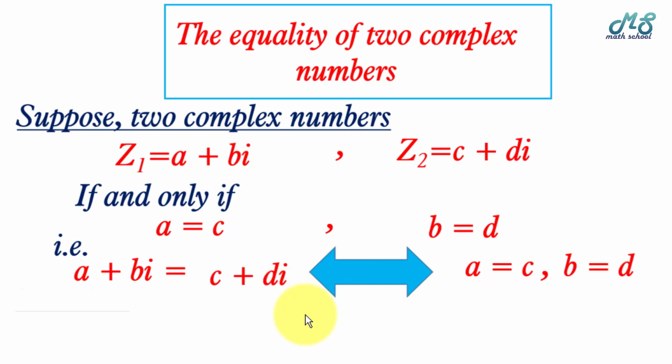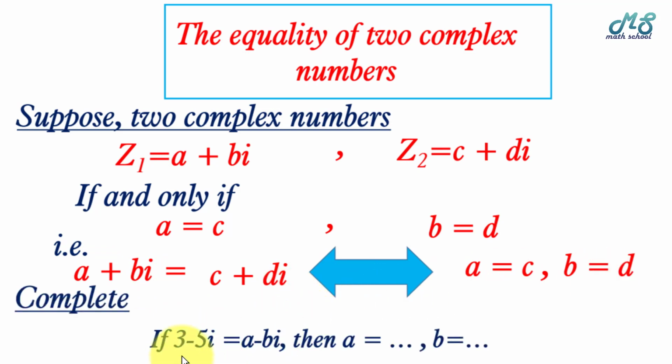For example, guys, complete: if 3 minus 5i equals a minus bi, then a equals what? b equals what? So the real part equals the real part, so a equals 3. And the imaginary part equals the imaginary part: negative 5i equals negative bi. We can divide both sides by negative 1. We get 5i equals bi.